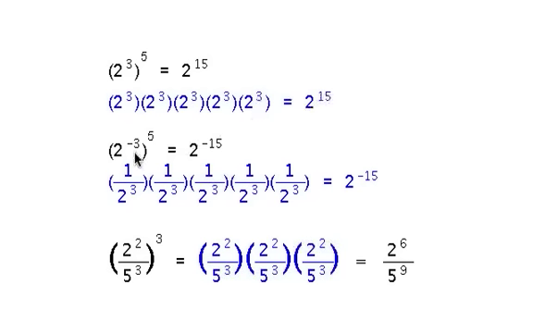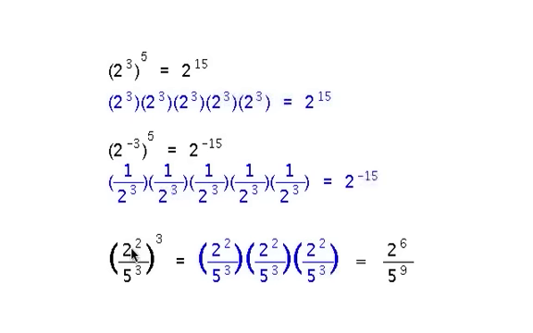And it still applies with negative powers. Negative 3 times 5 is negative 15, because this is 1 over 2 cubed repeated 5 times, or 2 to the 15th in the denominator, which is equivalent to that.